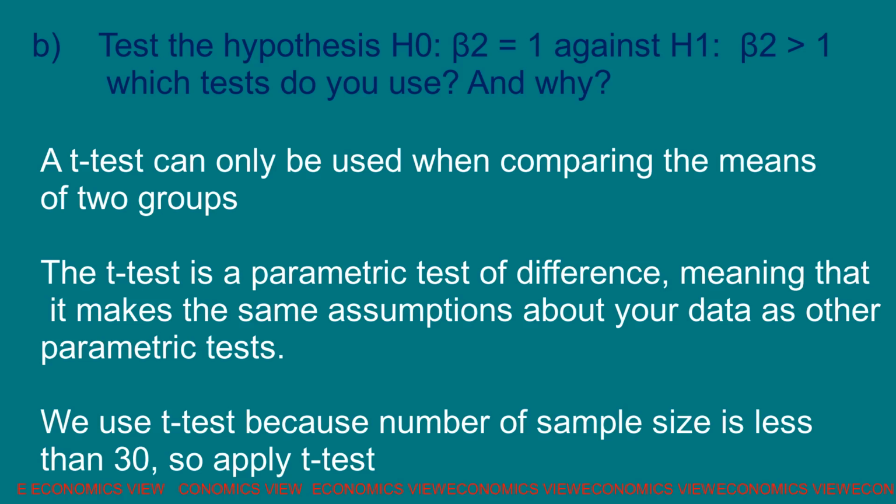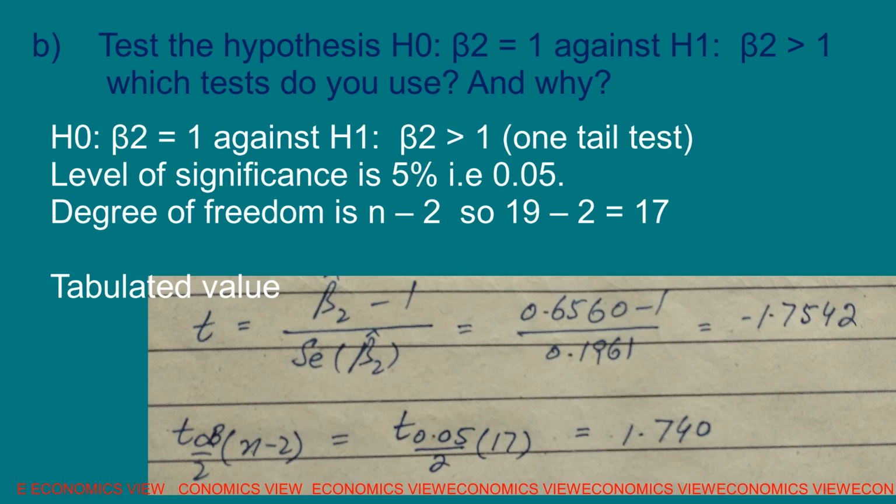for the t-test calculation. So 19 minus 2, that is equal to 17. And then you have to use the t-test formula, that is beta 2 cap minus 1 upon the standard error of beta 2 cap, that is equal to 0.6560 minus 1 upon 0.1961, that is equal to minus 1.7542, which is the calculated value from the t-test.